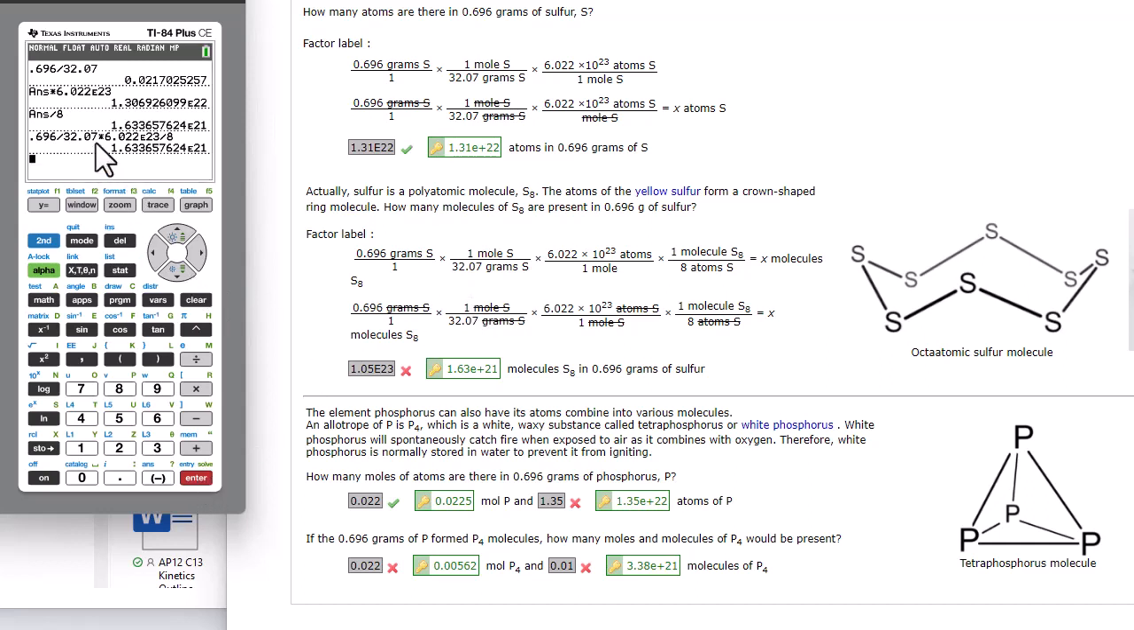So as a rule, when you just have simple multiplications and divisions, and you want to do them all at once, which I don't recommend, you can just take everything in the numerator, multiply by everything, 0.696 times 6.022 times 10 to the 23rd, divided by 32.07, divided by 8. Okay, that's how to use the calculator for this. I'll do the next problem in the next video.